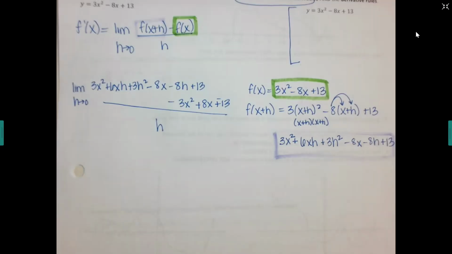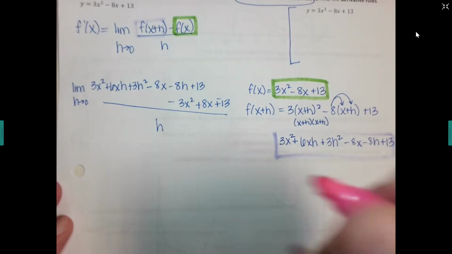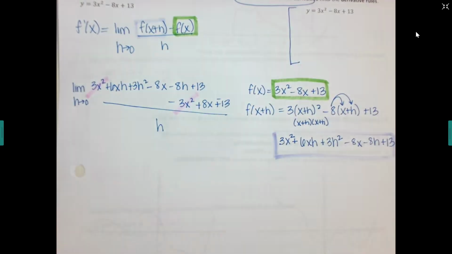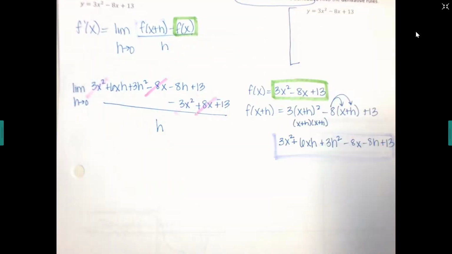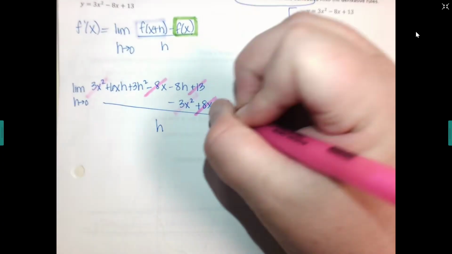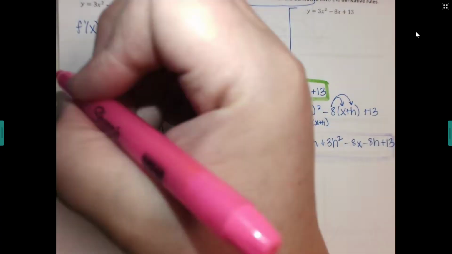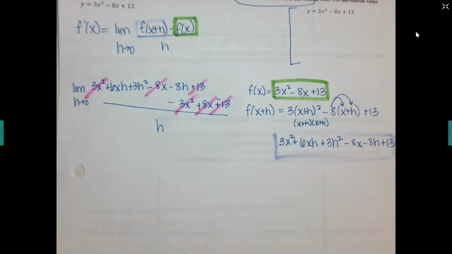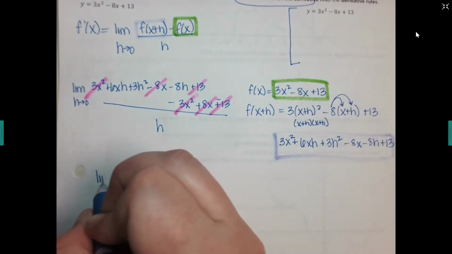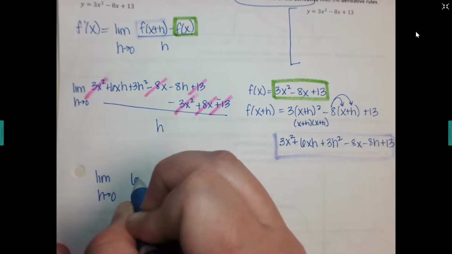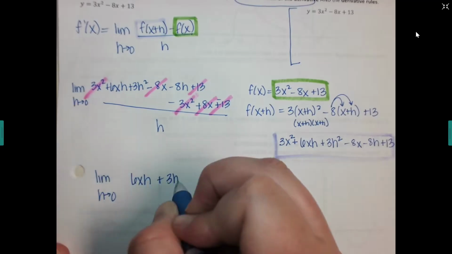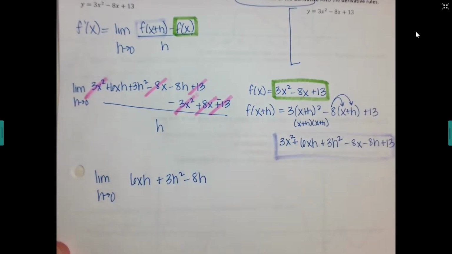Okay, then we're looking for stuff to cross out. Remember, if it doesn't have an h and you didn't mess up, it should cross out. So I have a 3x squared and a what? Negative 3x squared. I have an 8x and a negative 8x. I have a 13 and a negative 13. So then the only things that are going to stay are my 6xh, my 3h squared, and my minus 8h.